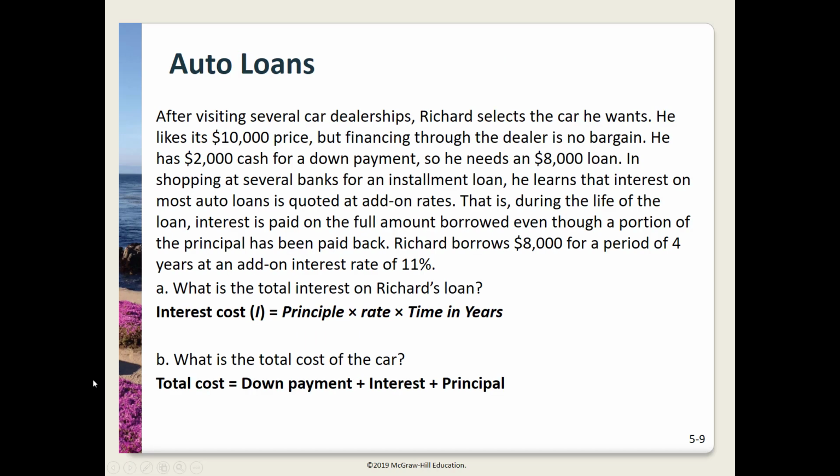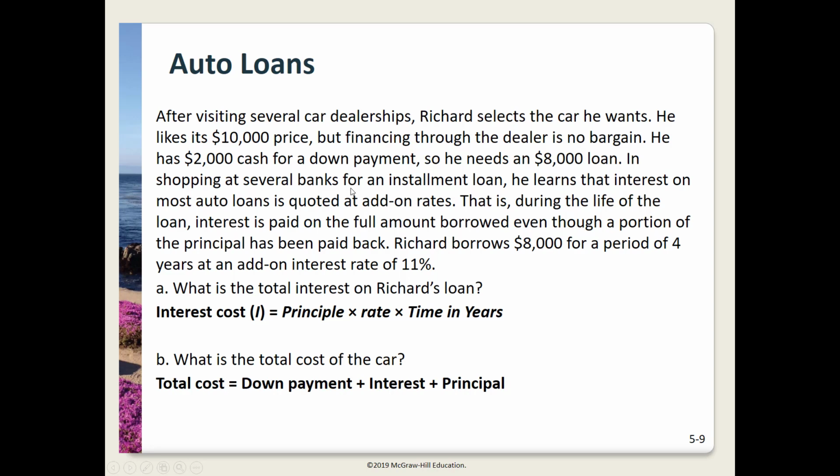In this next example, we're going to be looking at auto loans. So after visiting several car dealerships, Richard selects the car he wants. He likes its $10,000 price, but financing through the dealer is no bargain. Richard has $2,000 cash for a down payment, so he needs an $8,000 loan.